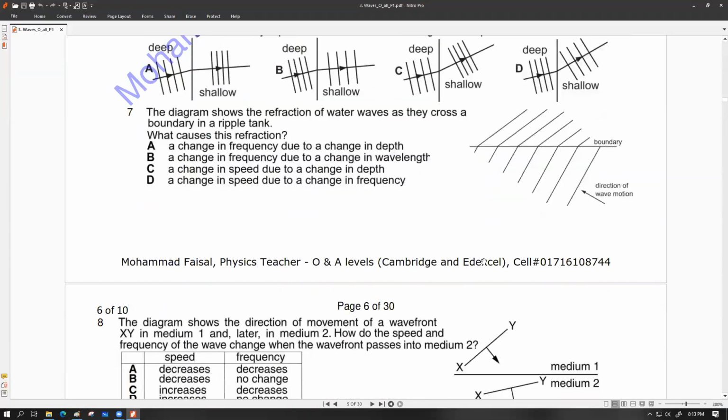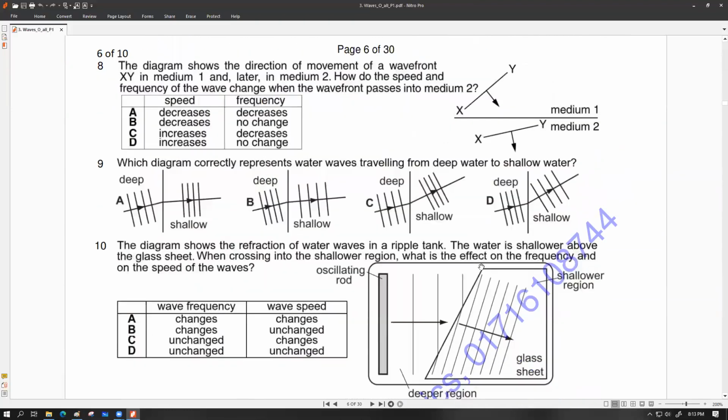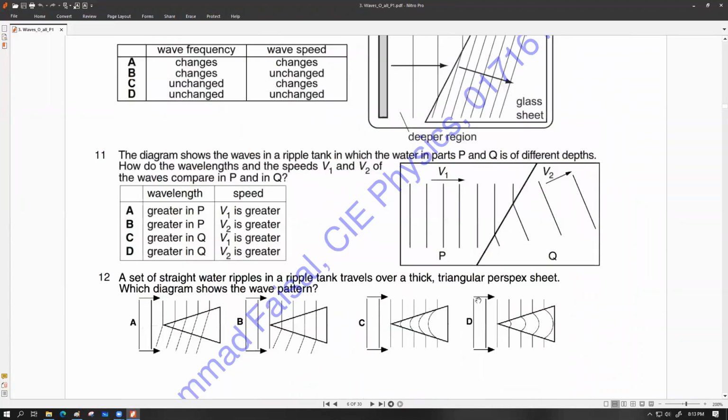Anything else from these pages? Anyone? Page number 6. Page number 6. Did everyone understand 12? Sir, 12 is a problem, I hope.